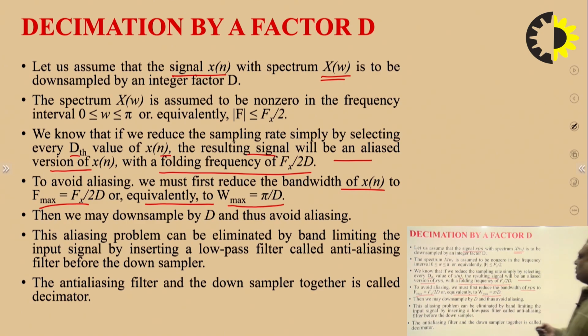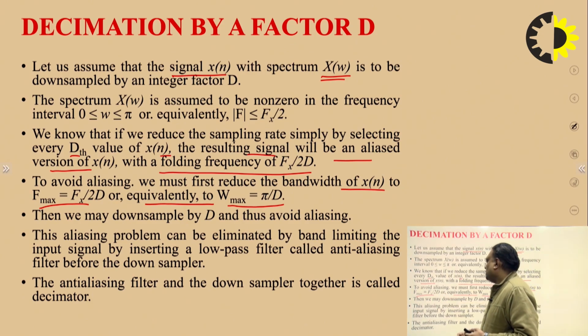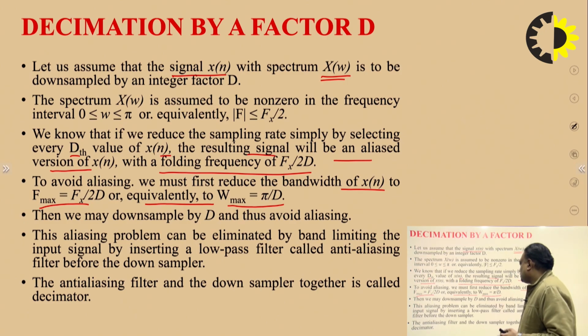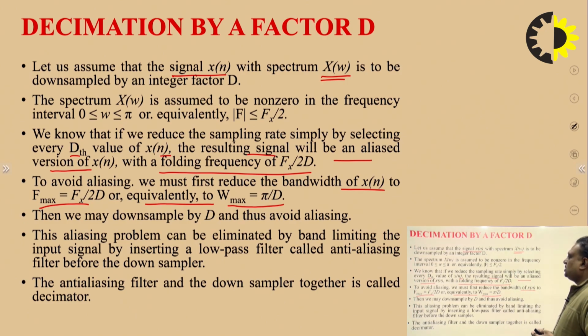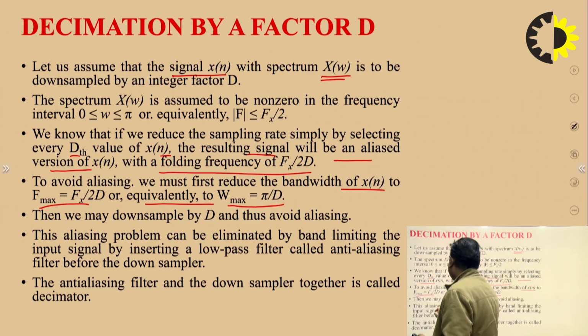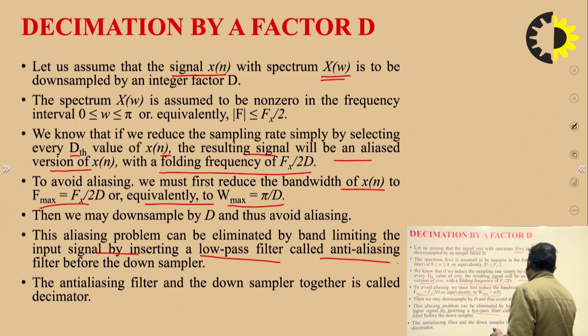Okay, so to avoid aliasing, we must first reduce the bandwidth of x[n] to Fmax equals Fx by 2D, or equivalently omega max equals pi by D. So when you later downsample this signal by D, the expansion occurs, and this X(omega) will now become from pi by D times D, which means from minus pi to pi. So then we downsample by D and thus avoid aliasing. This aliasing problem can be eliminated by band limiting the input signal by inserting a low pass filter, called an anti-aliasing filter, before the downsampler.